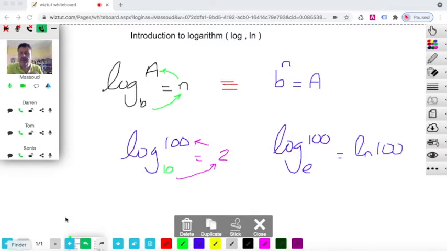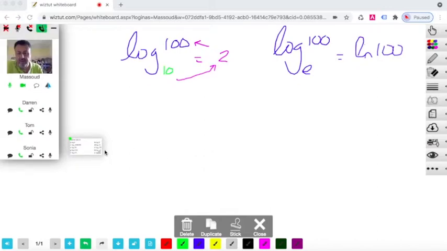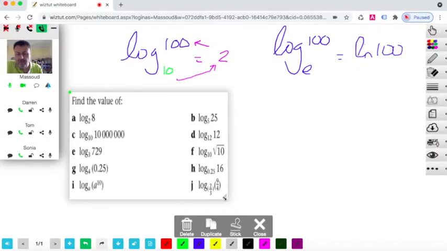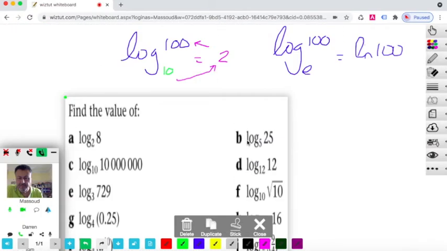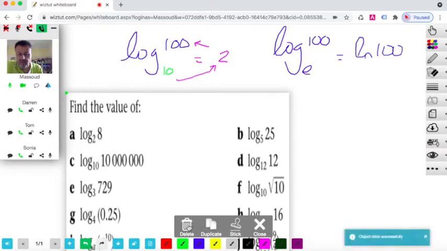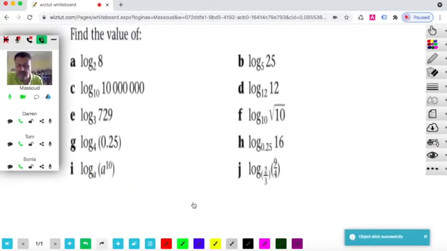Yeah, so the answer is 2. So let's just practice this a little bit. I have already placed an example here. Let's make it a little bit larger. So we're just going to practice this cycle here.